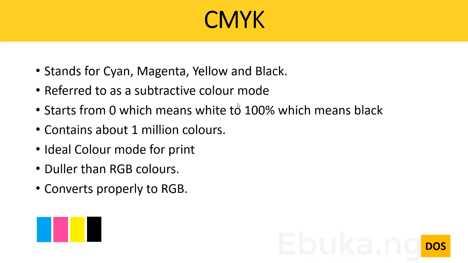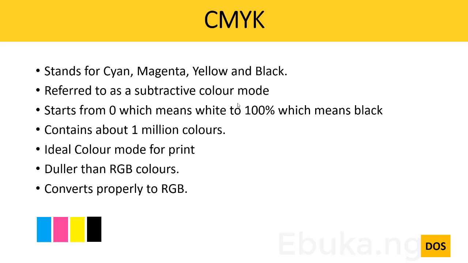CMYK converts properly to RGB, and that's because there are 1 million colors in CMYK, and there are 16 million colors in RGB. So all the 1 million colors in CMYK are found in RGB, while over 15 million colors from RGB are not found in CMYK. So that's why CMYK converts easily to RGB, but RGB doesn't convert easily to CMYK. Now I'm going to show you how this conversion is done in Photoshop.